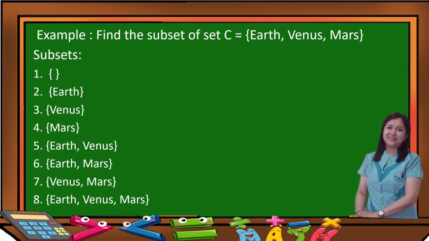Now, combine. Since we have already the empty set and one element, you have to write 2 elements. So you have to combine Earth, Venus. Next is Earth, Mars. And the next is Venus, Mars. Now, what should be the 8th subset? Yes, 3 elements: Earth, Venus, Mars. Did you get that? So therefore, there are 8 subsets. The empty set, Earth, Venus, Mars. 5th subset, Earth and Venus. 6th subset, Earth and Mars. 7th subset, Venus and Mars. And 8th subset, Earth, Venus and Mars.